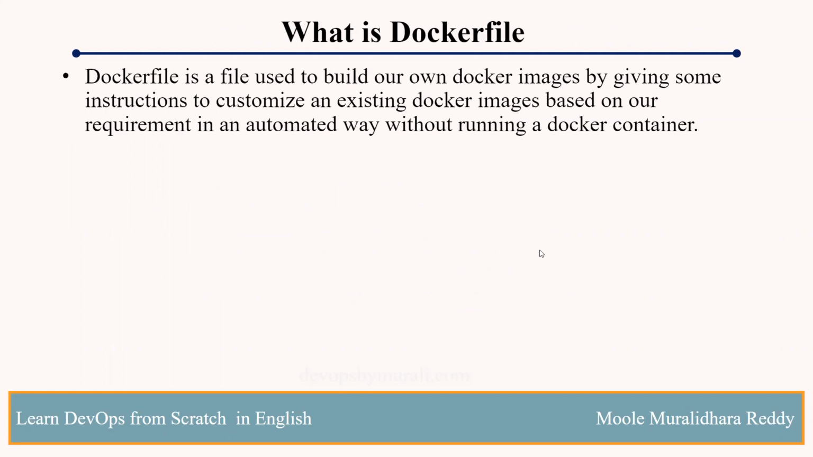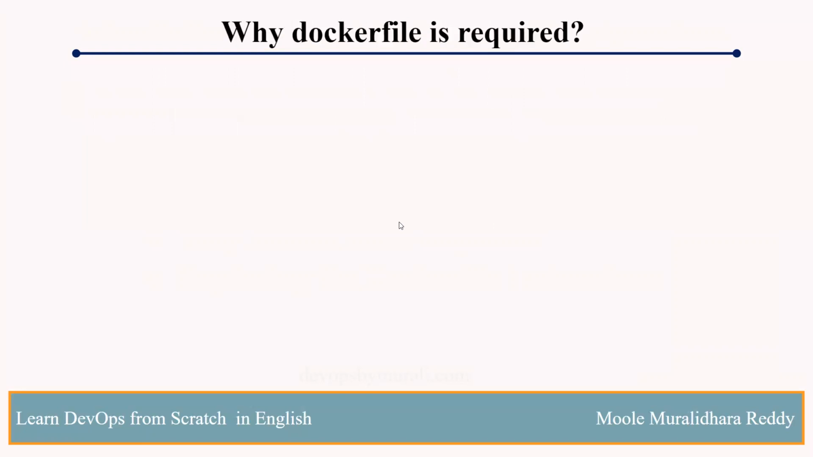For example, we already have a lot of existing Docker images available in DockerHub, right? If you want to create your customized image, you can create it using this Dockerfile. The Dockerfile name should be with a capital D, Dockerfile. Got it, right?